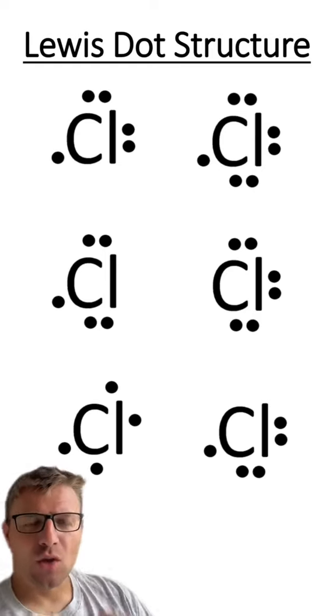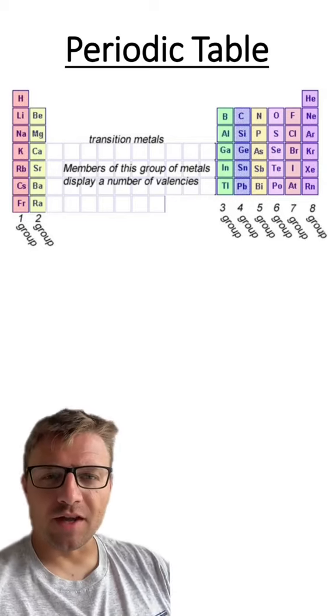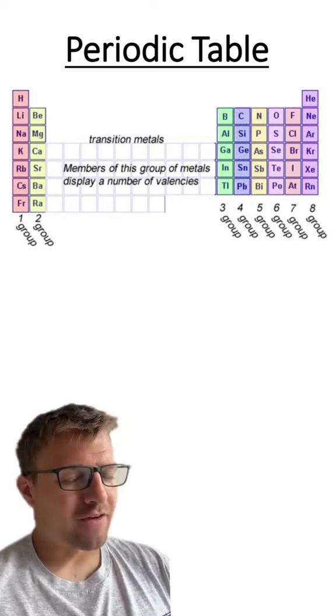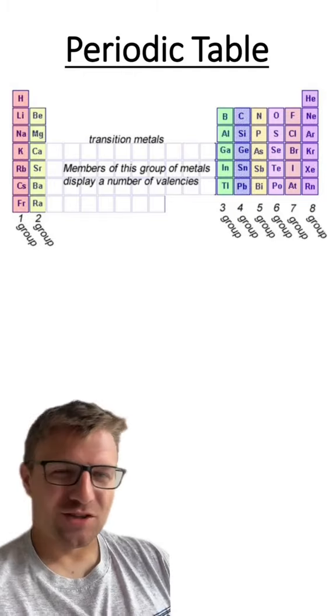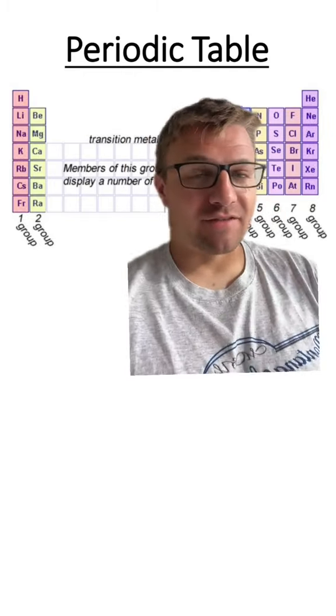Let's do another one. Which configuration of chlorine is correct? First, remember we have to look at the number of valence electrons chlorine has. Try to find it on the periodic table. I'll give you a hint, it's on the right hand side. Chlorine is here, which means it's in group 7. That means it has 7 valence electrons.